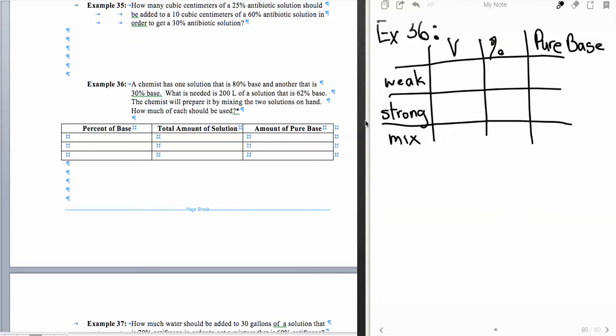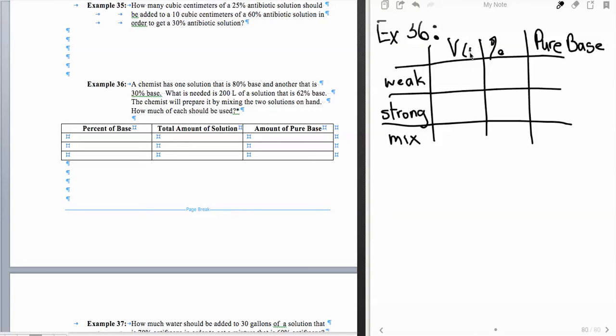All right, let's try another chemistry problem. So a chemist has one solution that is 80% base and another that's 30% base. What is needed is 200 liters of a solution that's 62% base. The chemist will prepare it by mixing the two solutions on hand. How much of each should be used?